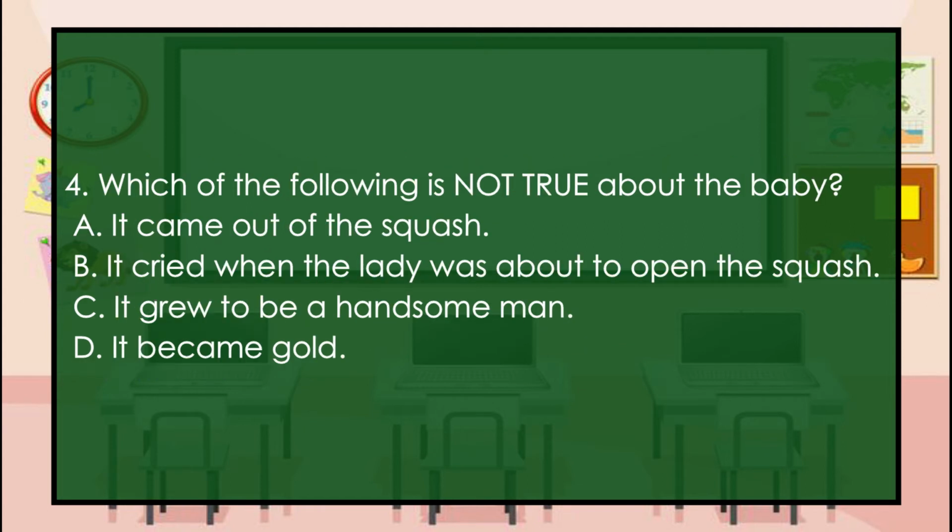Number 4. Which of the following is not true about the baby? A. It came out of the squash. B. It cried when the lady was about to open the squash. C. It grew to be a handsome man. D. It became gold.